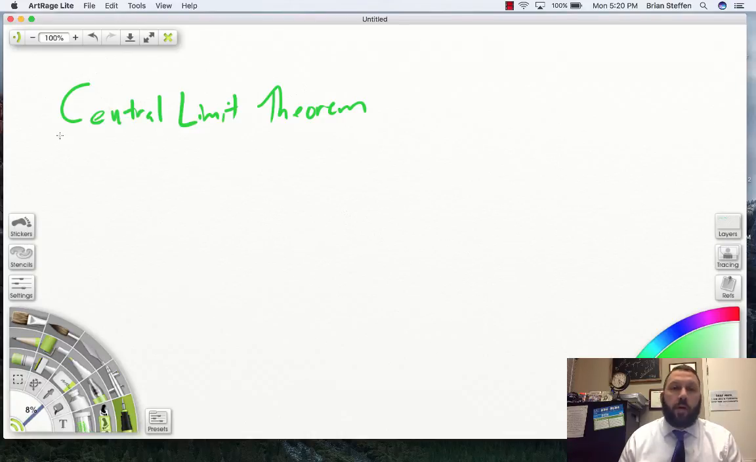Well, here we go with what I would say arguably is the most important theorem in all of statistics, called the central limit theorem. Sorry, I kind of rushed through that: central limit theorem. And the basic idea is this.